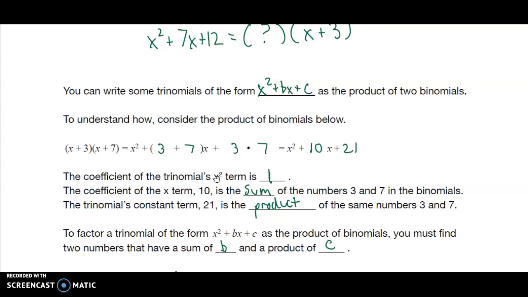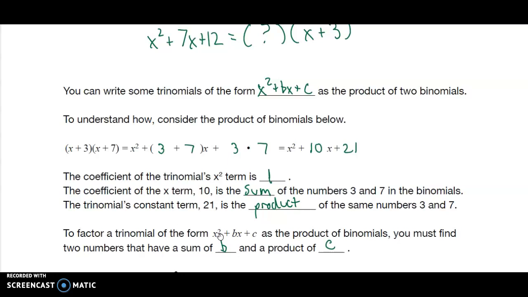The coefficient of that x squared term, for now, is always just going to be a 1, so that's why we just have a 1x squared. The coefficient of that x term, 10 in the middle, is the sum of those two numbers 3 and 7. So the two numbers I started with, 3 and 7, when I started multiplying, combine those outside and inside terms, and we got 10x for our middle term. And 21 for our constant, we got that by multiplying 3 times 7, so that was the product of the two numbers we used originally. We're always going to see that pattern.